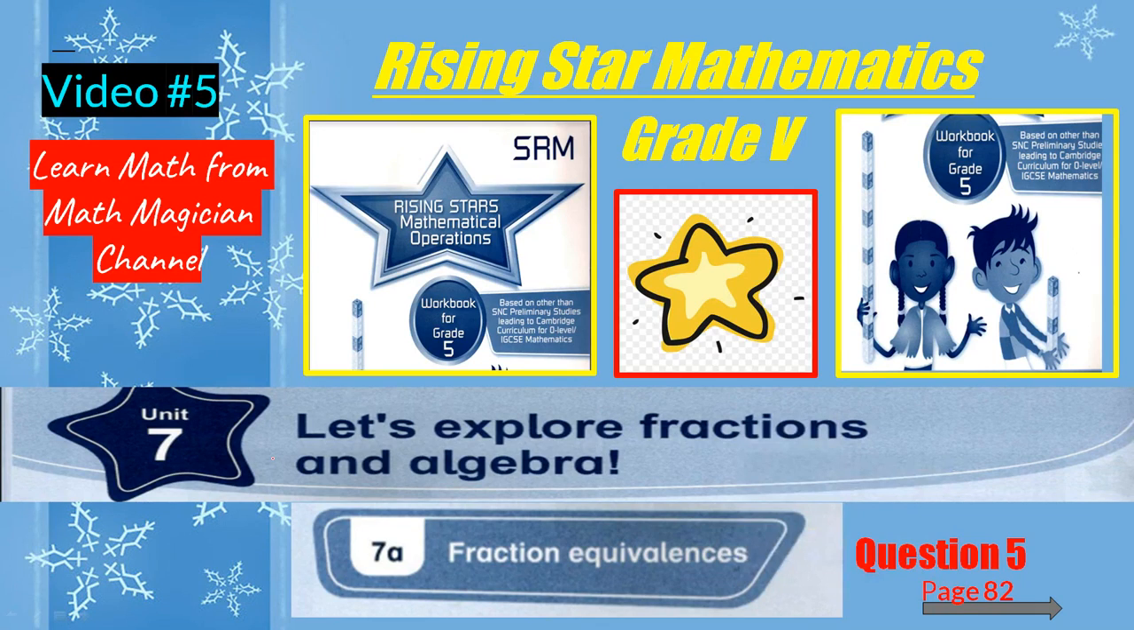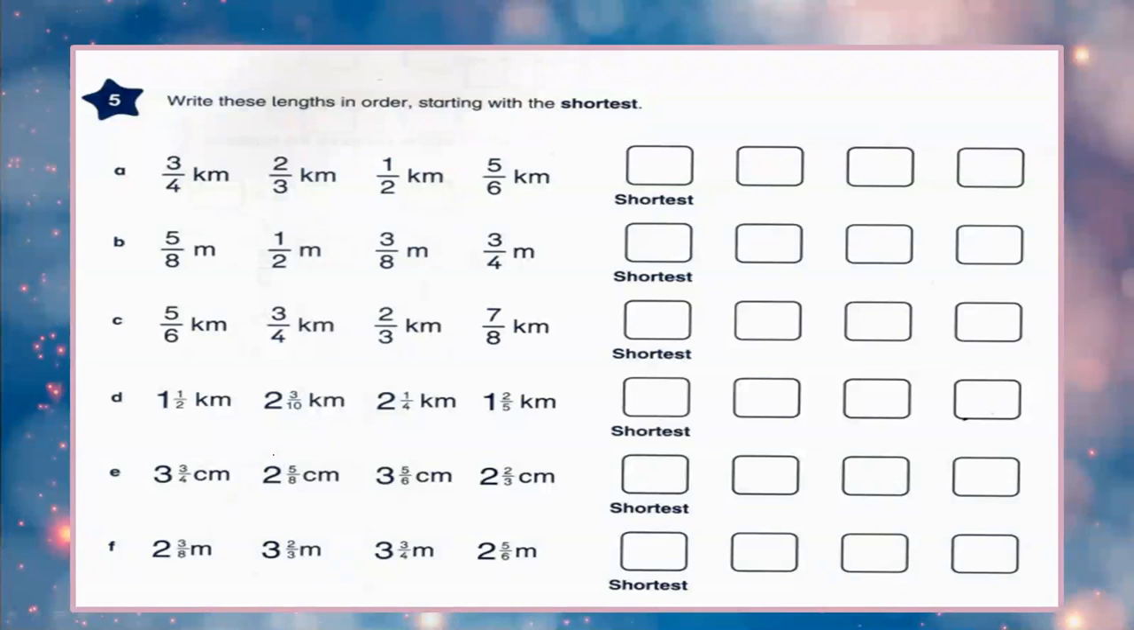In this video, we are going to solve question number 5 from page 82 of RSM Rising Star Mathematics. It's unit number 7 and we are working on 7a and we are solving question number 5. So let's make a start. Yes, we have already solved questions 1 till 4 in the previous videos. Now it's time to solve question 5.